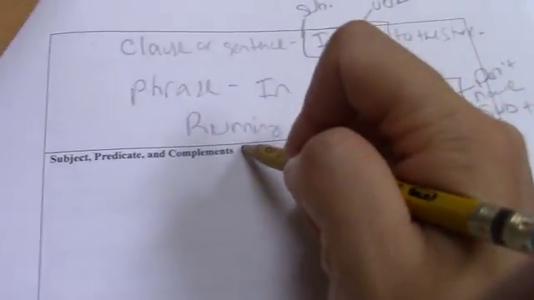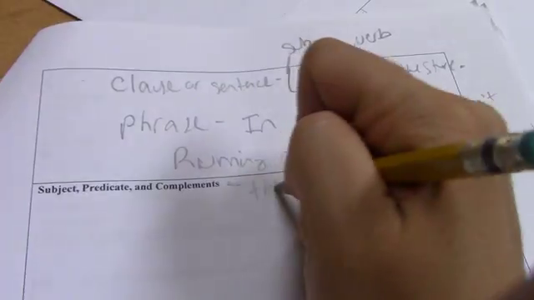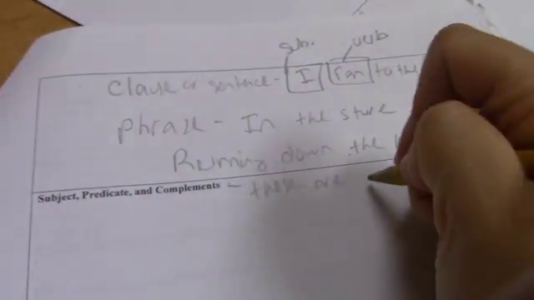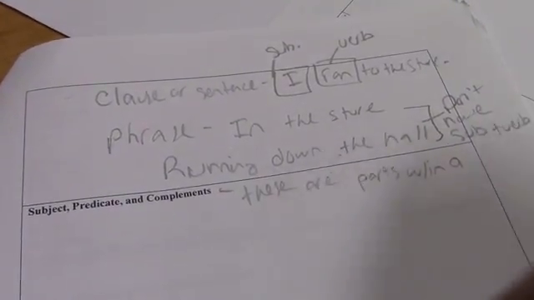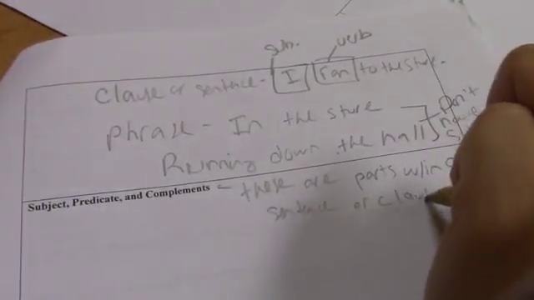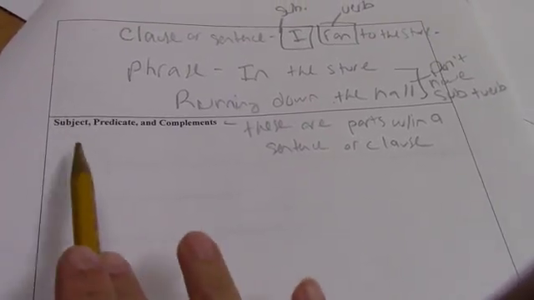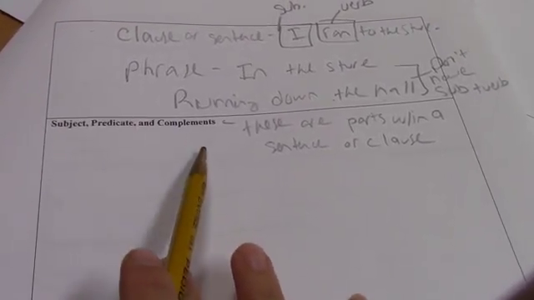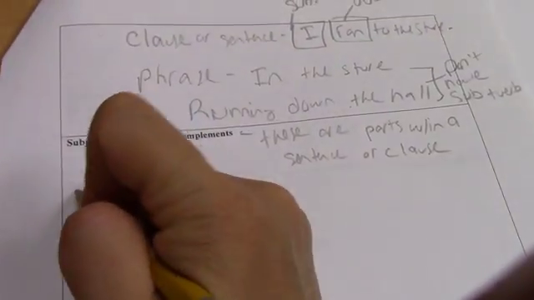Subjects, predicates, and complements are parts of sentences. These are parts within a sentence or within a clause. So you wouldn't have a subject and a predicate if you just had a phrase. You would only have a subject and a predicate, and only possibly a complement, if you have a sentence or a clause. Let's go through this briefly.